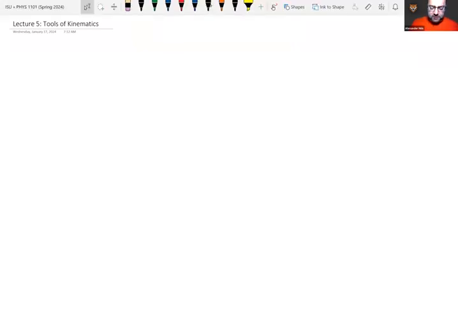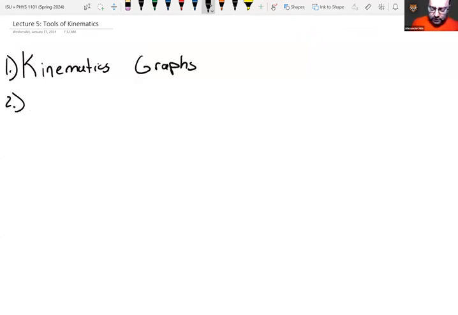the two basic types of tools we're going to be using are what I'll call the kinematics graphs and the kinematics equations. All right. Now I'm going to start with the kinematics graphs because really, I think if you can interpret the kinematics graphs accurately, you can get a pretty good understanding of what the physics is trying to tell you.